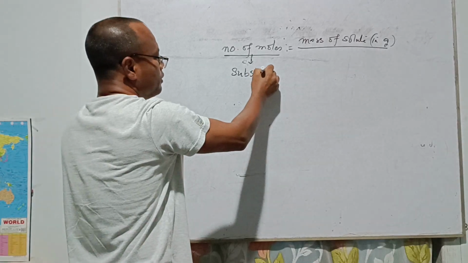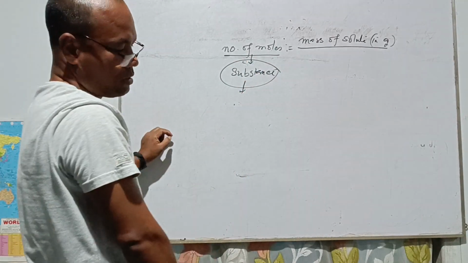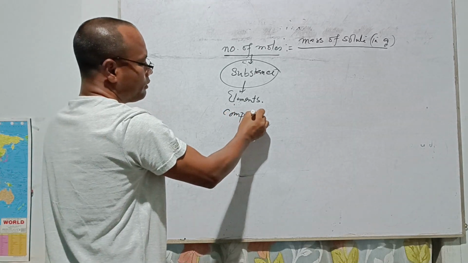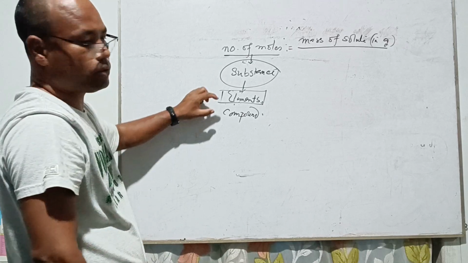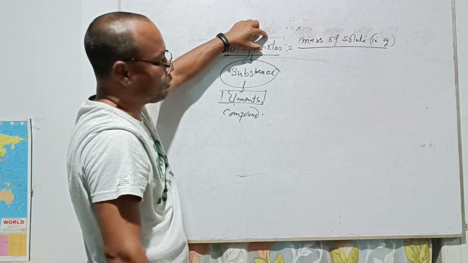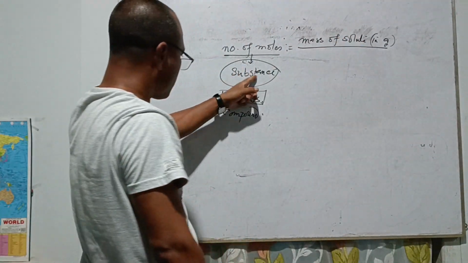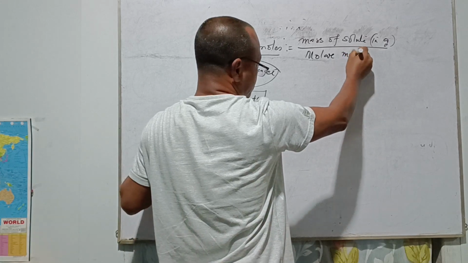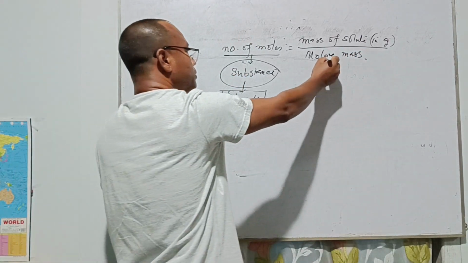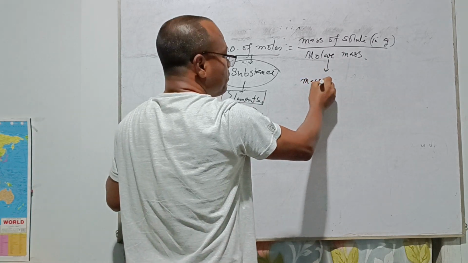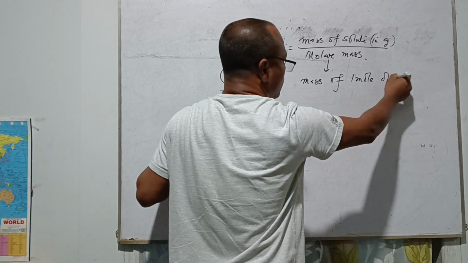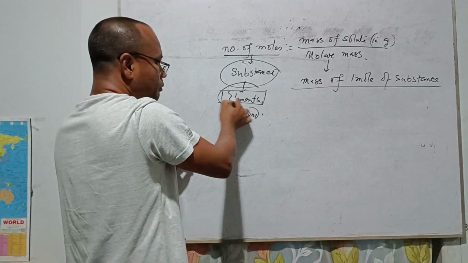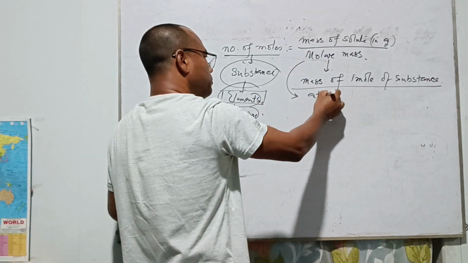What substances do we have? In chemistry we have two kinds of substances. One is the elements, right? Another is the compounds. If the substance is a simple element, and you know the mass of the solute, we know their molar mass. What is the molar mass? Yes, you know well what the molar mass is. This is the mass of 1 mole of a substance. If the substance is an element, this molar mass we also call the atomic mass.